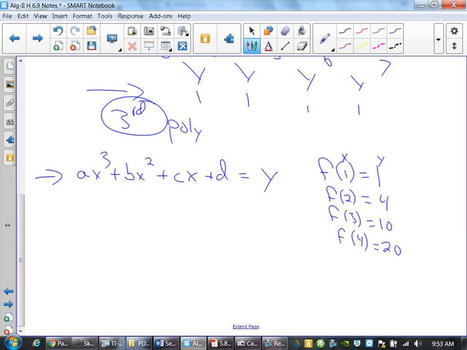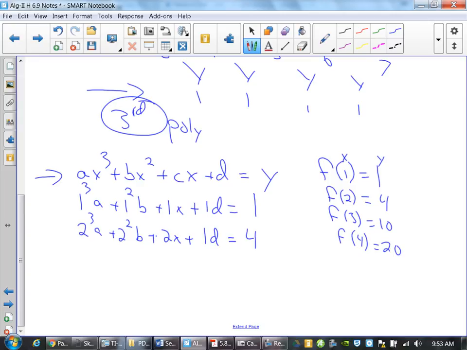That's what we do. We do 1 cubed times a plus 1 squared times b plus 1 times c plus 1d equals 1. 2 cubed a plus 2 squared b plus 2c plus 1d is 4. 3 cubed a plus 3 squared b plus 3c. Sorry, those should have been c's. 1c, this was a 2c, this was a 3c.